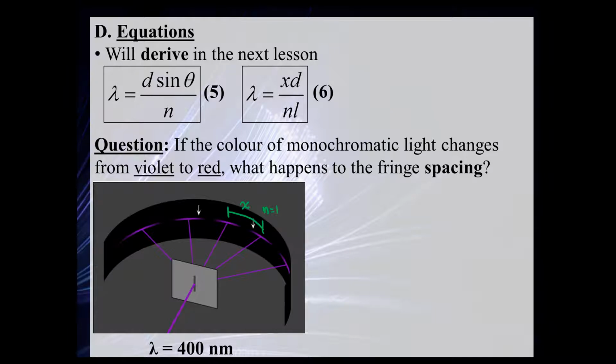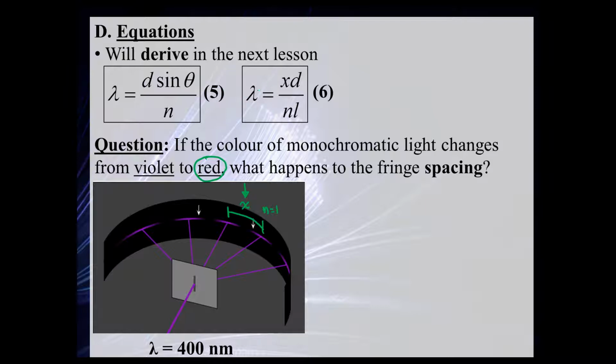Let's say that I then change the wavelength of monochromatic light from violet to red. What would happen to this value of x if I did this? Would the value of x increase? Would it decrease? Would it remain the same? Well, we can look at both these equations to determine what is going to happen.